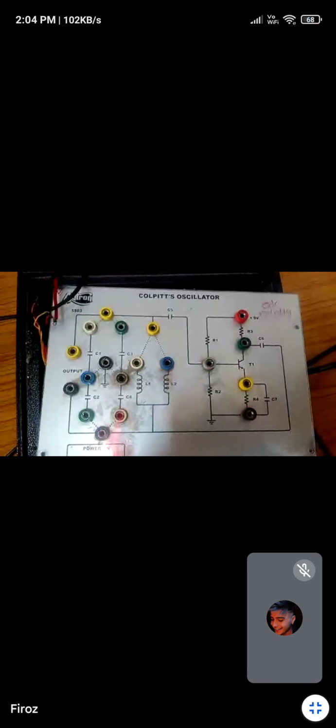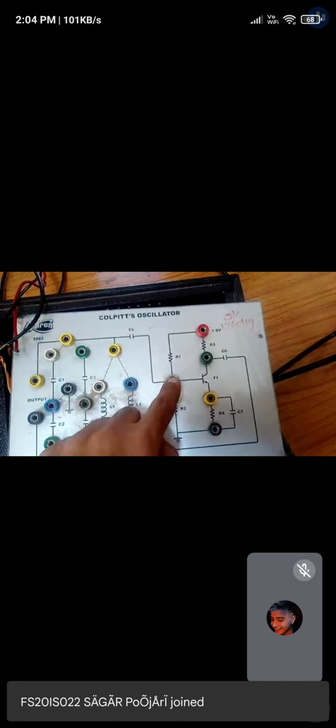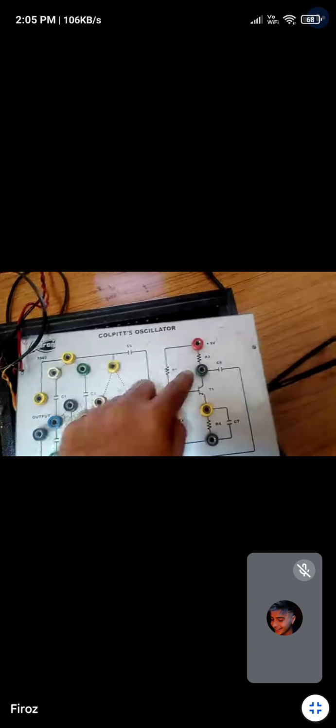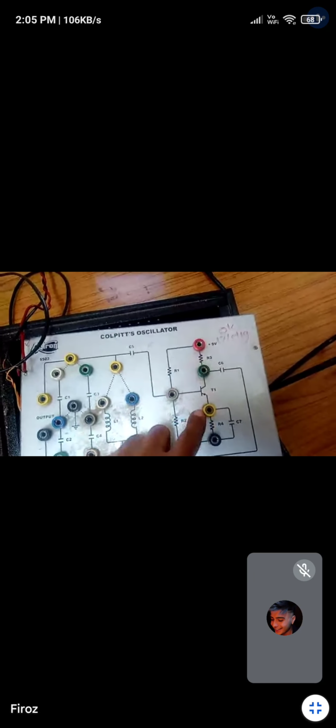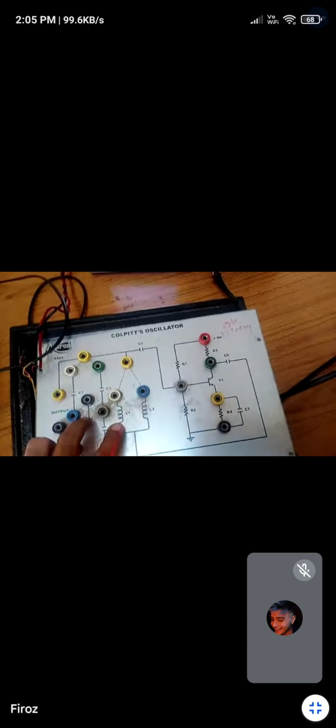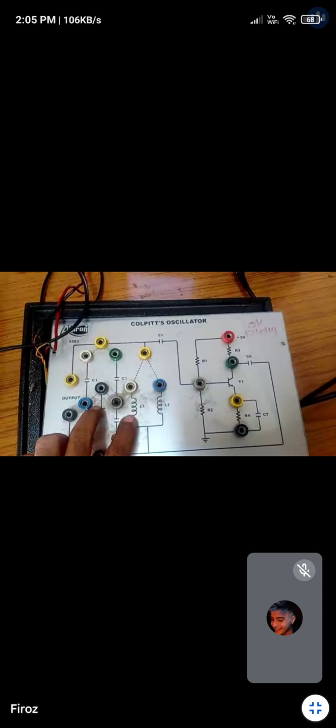As I told you, this is the tank circuit, and this is the transistor amplifier circuit. So at the feedback, at this particular end, we are giving the feedback from this tank circuit. This transistor gives a phase shift of 180 degrees, and this feedback circuit, which is called the LC tank circuit, gives the feedback of 180 degrees.